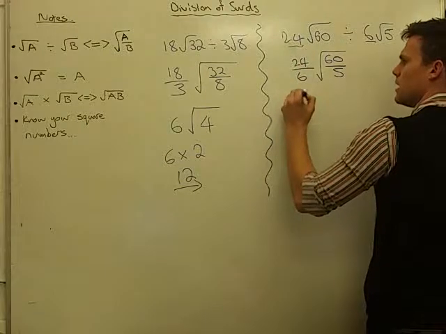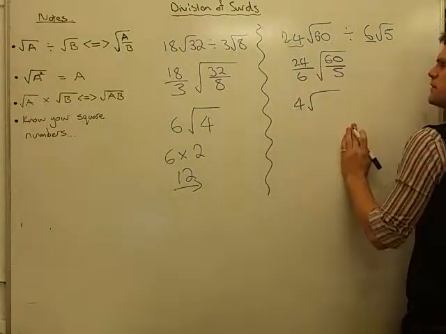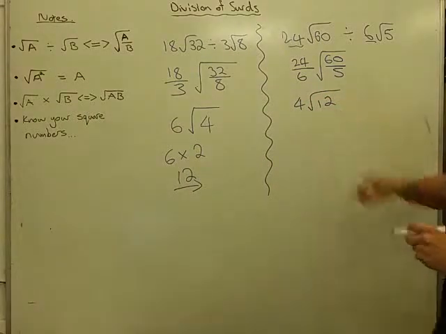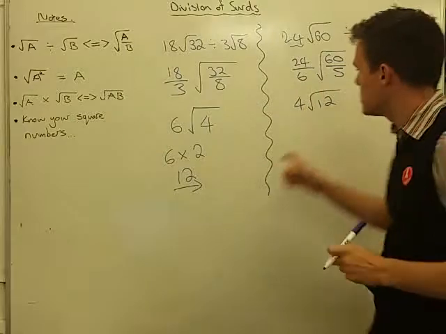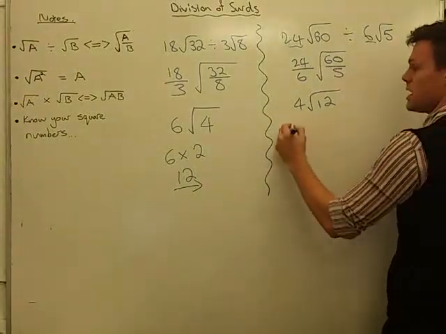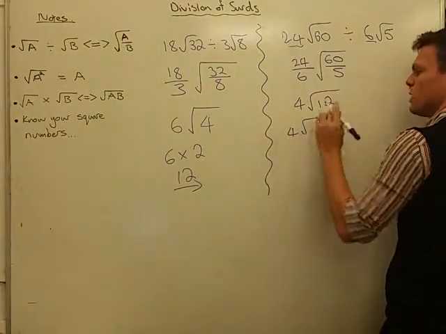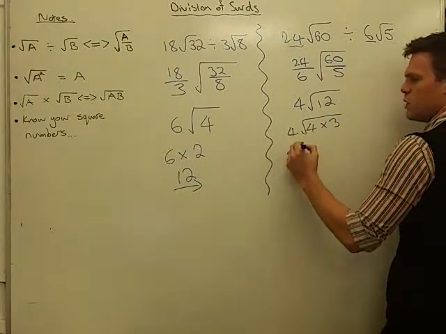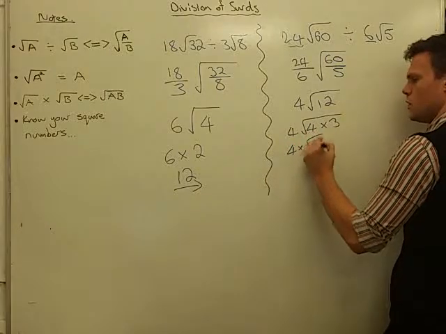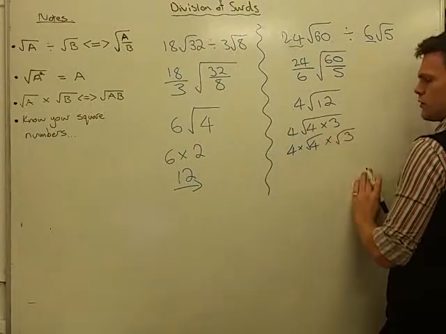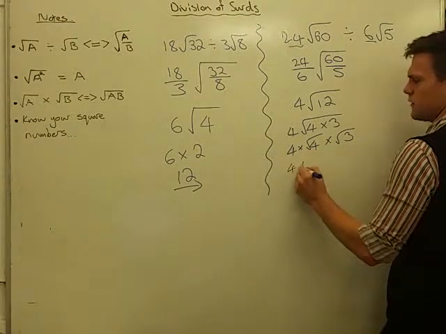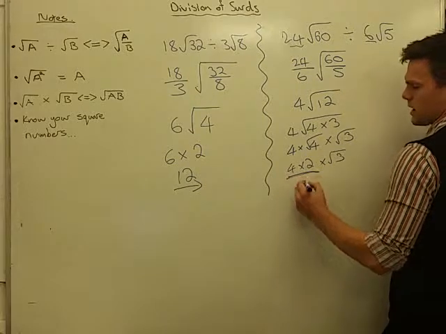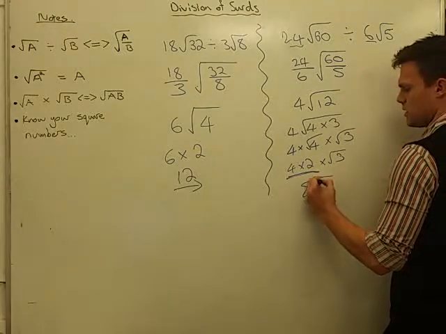Okay, 24 divided by 6, that's going to give me 4. 60 divided by 5, it's going to give me 12. And again, because I've got this surd, I'm thinking square numbers, can I look at this and find a square number? And yes, I can. I can see that 12 is actually 4 times 3. And so this is going to be 4 times root 4 times root 3. Well, root 4 is 2, so this is actually 4 times 2 times root 3. And I just make that into 8, and so my answer is 8 root 3.